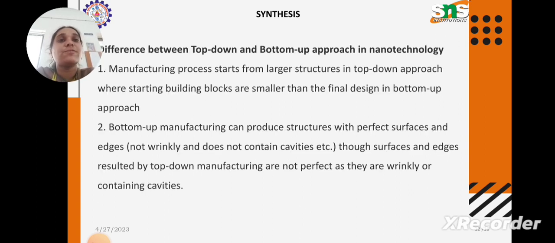The main difference between top-down and bottom-up approaches is that the manufacturing process starts from a larger structure in top-down, whereas the building blocks are smaller than the final design in bottom-up. Bottom-up manufacturing can produce structures with perfect surfaces, though the surfaces and edges resulting from top-down manufacturing are not so perfect. They are wrinkly or contain cavities, that is pore-like structures.